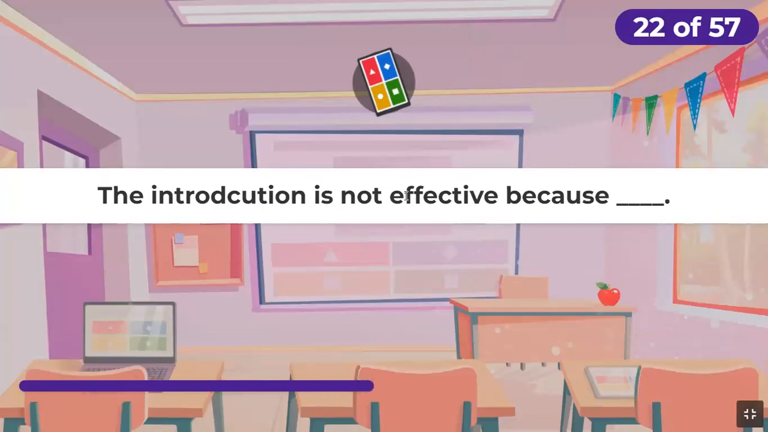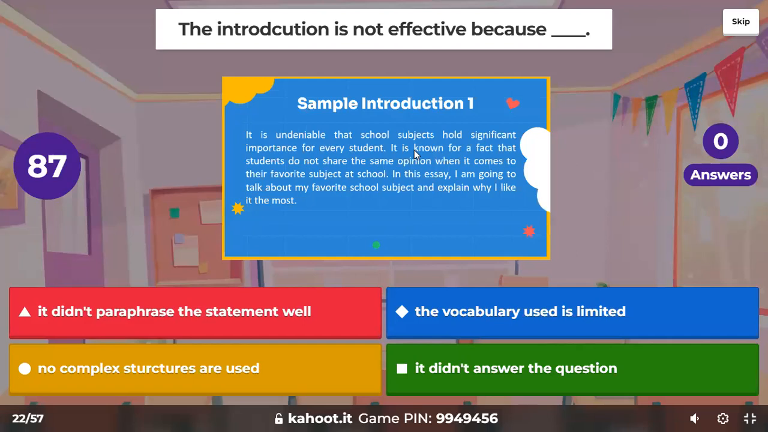Okay, now the introduction is not effective because you need to pick out two reasons why it is not effective. Now, it didn't paraphrase the statement well. Paraphrase means reword the statement. You have one idea and you express the idea in other words, but it's still maintaining the same meaning. So it is not paraphrased. The vocabulary used is limited, and no complex structures are used, and it didn't answer the question. There are two options which are correct.